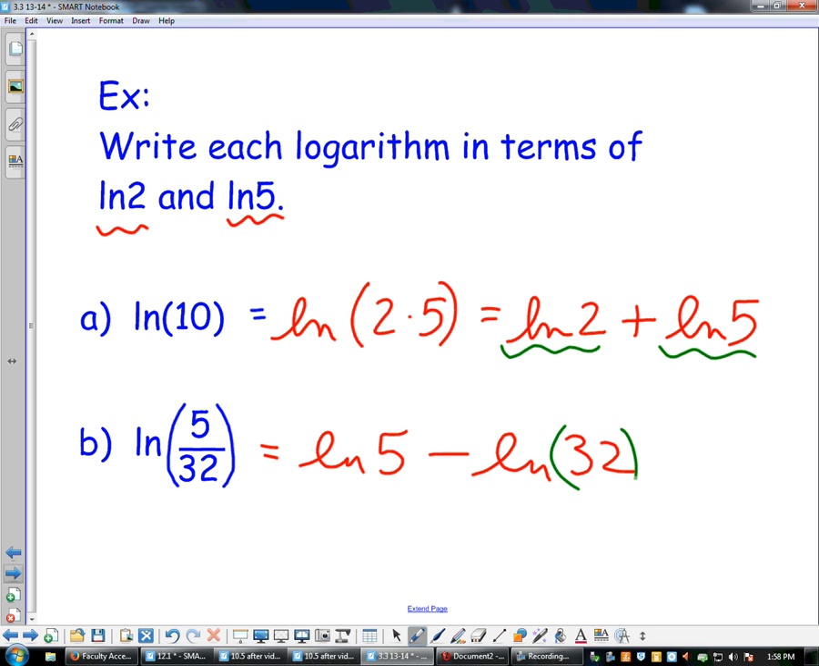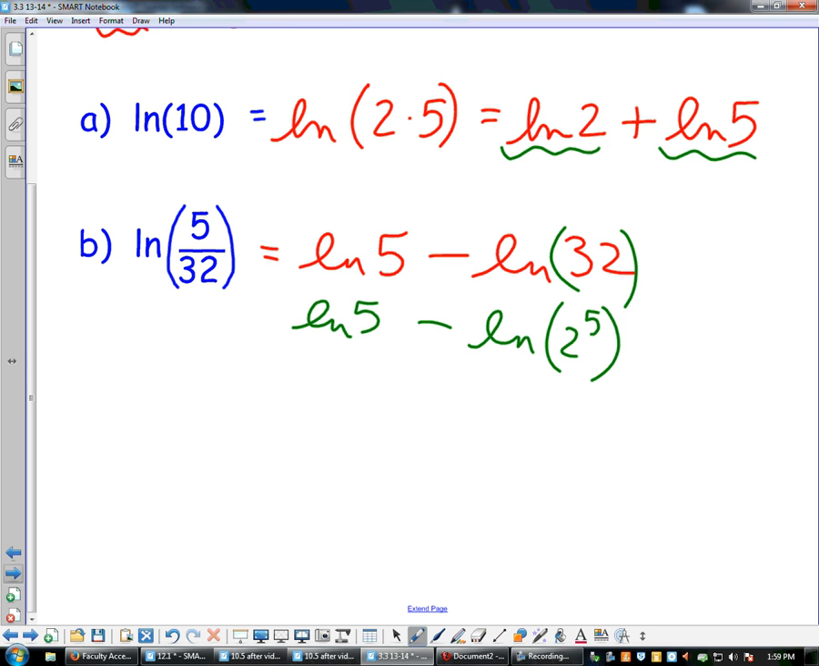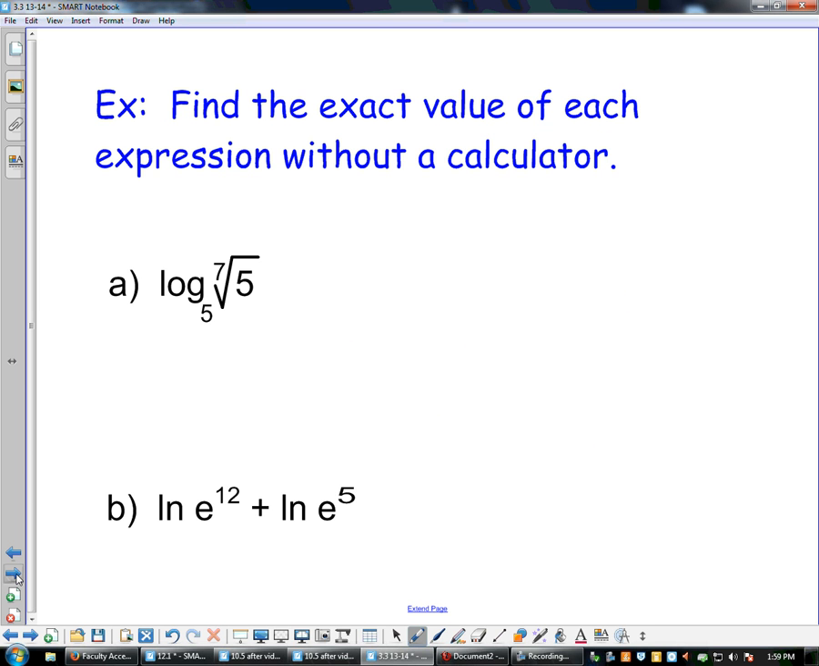Can we write 32 with 5 as the base or with 2 as the base? Well, we can write this as ln of 2 to the 5th. So I have ln of 5 minus ln of 2 to the 5th, and you know from the power property that this exponent here can come down in front. So we can write this as ln of 5 minus 5 times ln of 2. All right, so that's being able to rewrite some expressions in terms of other expressions using our properties of logarithms.